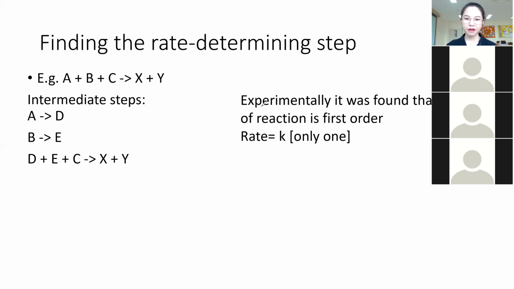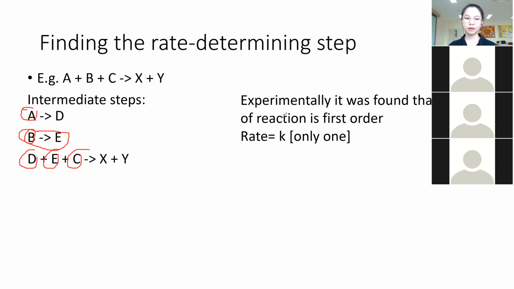But if it just so happens that my rate expression is second order, then I know it has to be the second step. That's the rate determining step, because then I have both A and B in the rate expression. And if the order is 5, then it's the third one, because then it's A, B, C, D, E, all of these. So using the rate expression, you can work backwards and also figure out which one is the rate determining step.